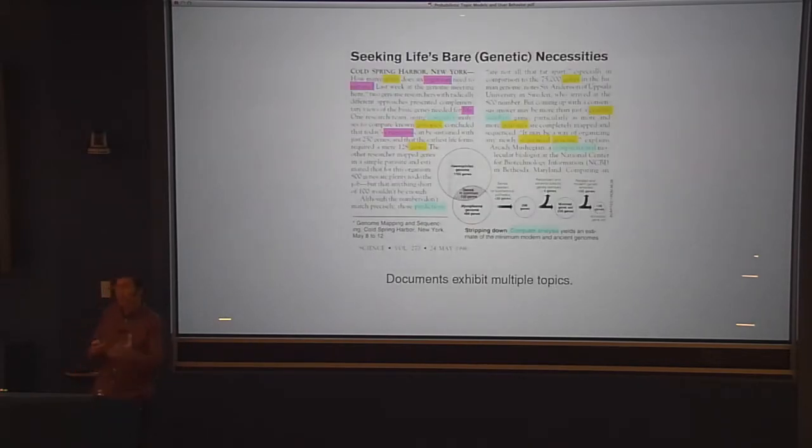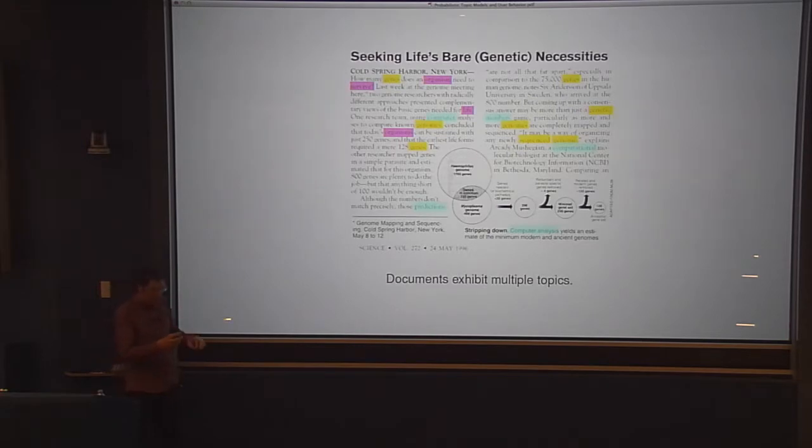So how did I make all those pictures from the beginning? The basic idea behind the simplest topic model is that documents exhibit multiple topics. Okay, so here's an article from the journal Science again, called Seeking Life's Bare Genetic Necessities. And this article is about determining the number of genes that an organism needs to survive in the evolutionary sense over tens of thousands of years. Okay, and the authors did some genetics, they did some data analysis, and so on.